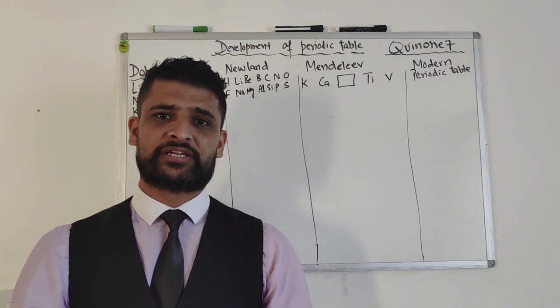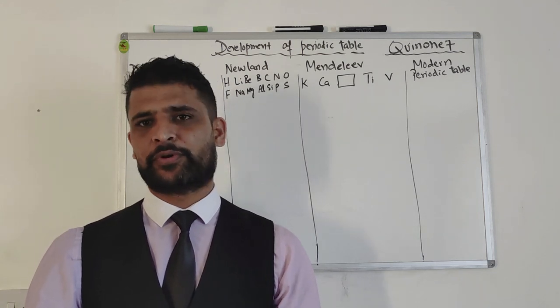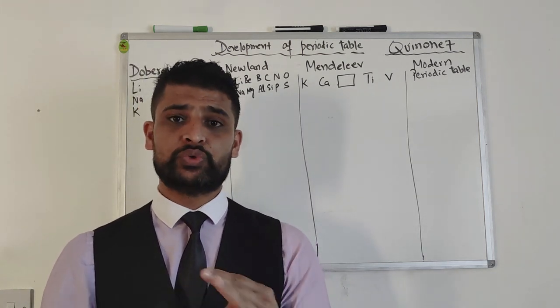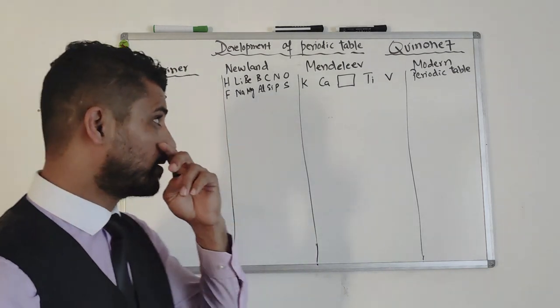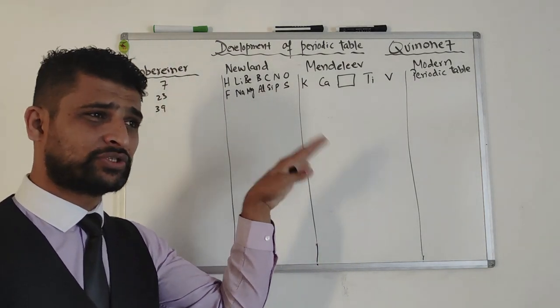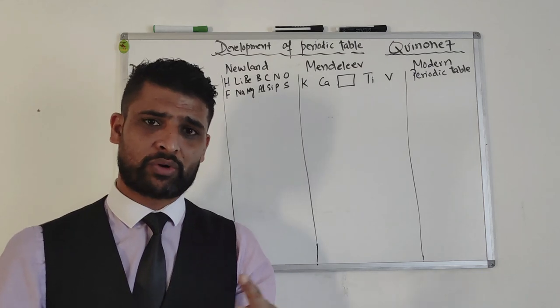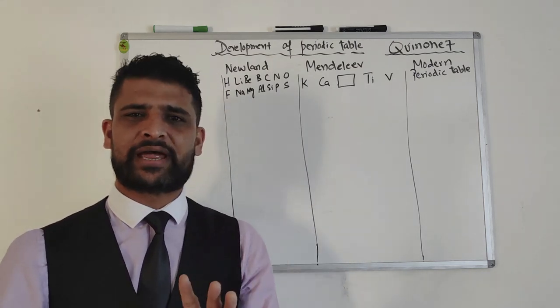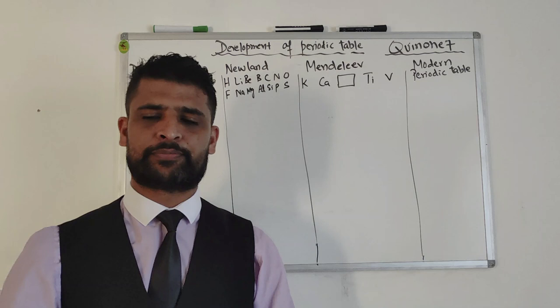Today we're going to look at the development of the periodic table. The development of the periodic table actually happened over 200 years of history. If you look, there are different scientists who have done the work in their own time. We're going to only look at three of them, and then we're going to look at the modern periodic table.